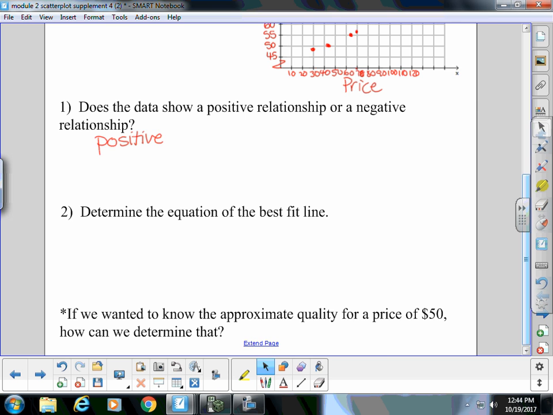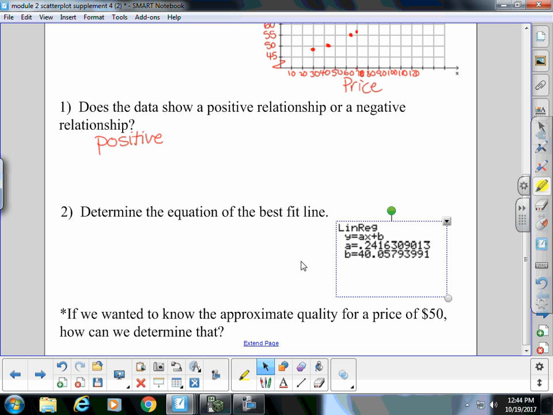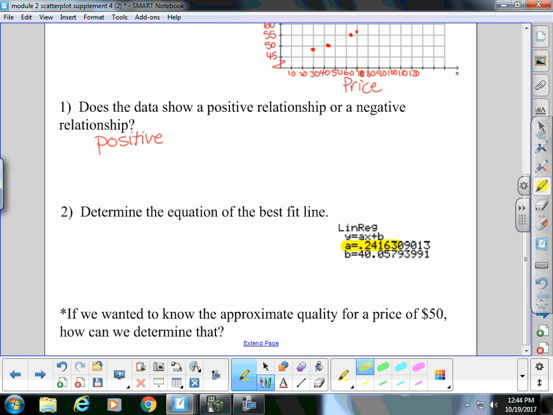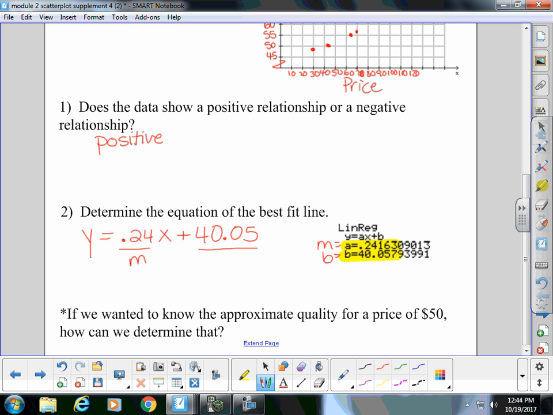So to determine the equation, this screen right here, the A part is the same as what we think of as the M, and the B is the same as what we think of as the B. So the equation is y equals point, let's say 24x plus 40.05. So that's my slope, and that's my y-intercept.